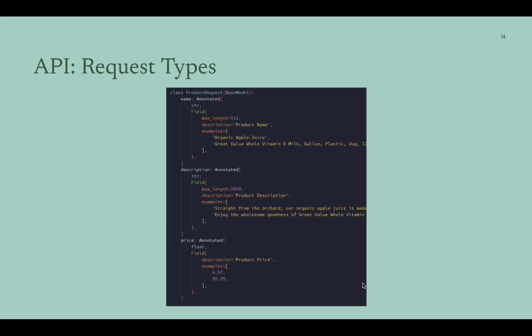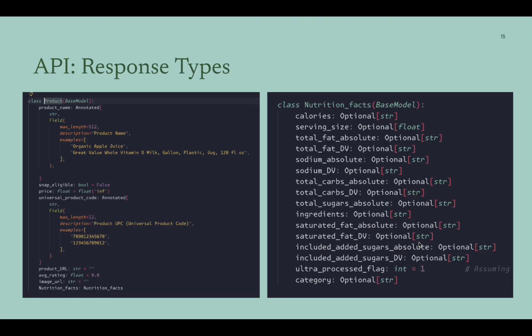On this slide, you can see our product request data type. This represents the input a user sends to the /quadrant endpoint when requesting recommendations. It captures the essential information needed to embed, compare, and retrieve similar products from the vector database, including fields like product name, description, and price.